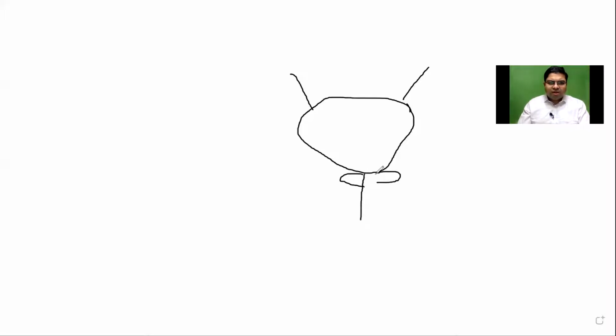This is the urethra, and at the level of the membranous urethra we have the urogenital diaphragm, with the transverse perinei muscles. The most important is the rhabdosphincter, which is a voluntary muscle.